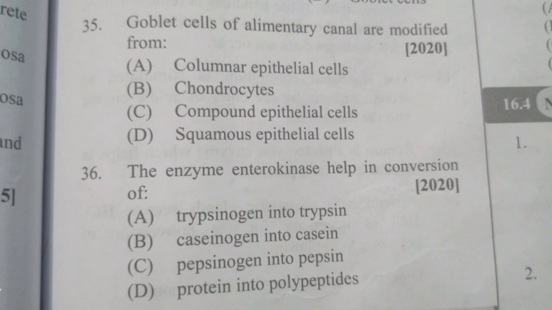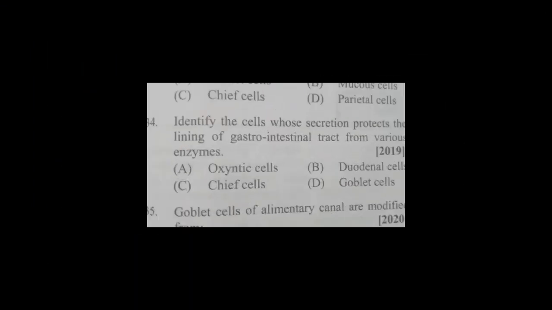Okay, our next question is the enzyme enterokinase help in conversion of. If you have read the book, then you may have already answered it. The answer is A, trypsinogen into trypsin. The enzyme enterokinase help in conversion of trypsinogen into trypsin, which is given in page 262, last line. Trypsinogen is activated by enzyme enterokinase.